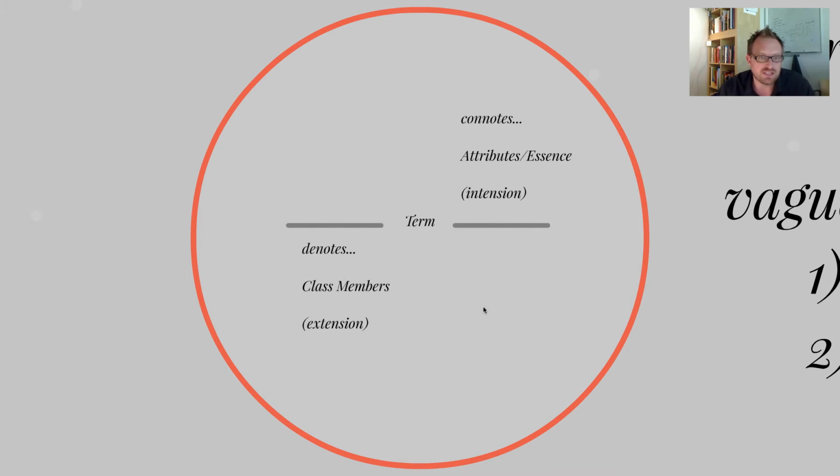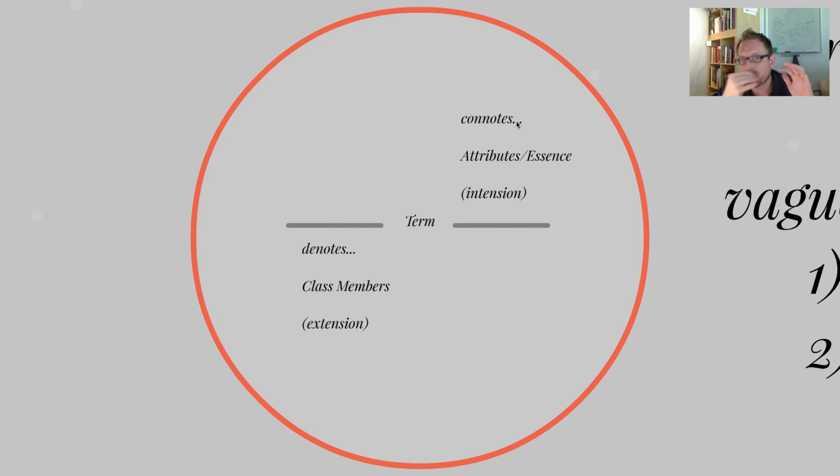Vagueness is very interesting. In fact, philosophically, go ahead and take a look at the Stanford Encyclopedia of Philosophy's entry on vagueness, and you'll see that philosophers have a lot to say about vagueness and a lot of problems with vagueness. Now, what is a vague term? Well, to understand vagueness, you have to understand how a word functions. There's two functions that every term has. It has a connotation, it connotes, and it has a denotation, it denotes, right? So you have connotation, you have denotation.